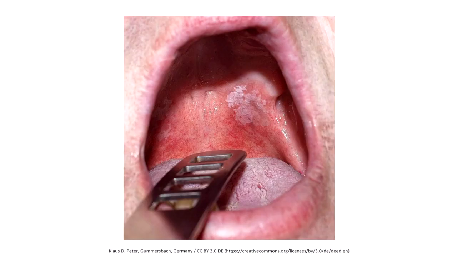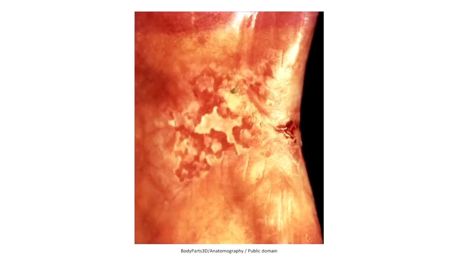Here's an image of oral leukoplakia. Again, these white patches cannot be scraped off, and the location of these patches is not limited to the lateral tongue. Here's an image of erythroplakia. Notice how this has red plaques and is often vascularized, as you can see right here.